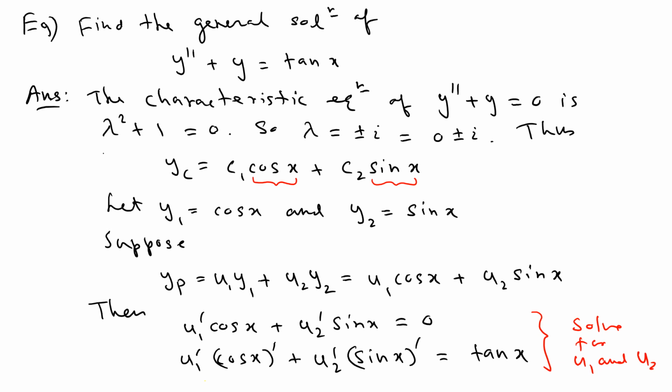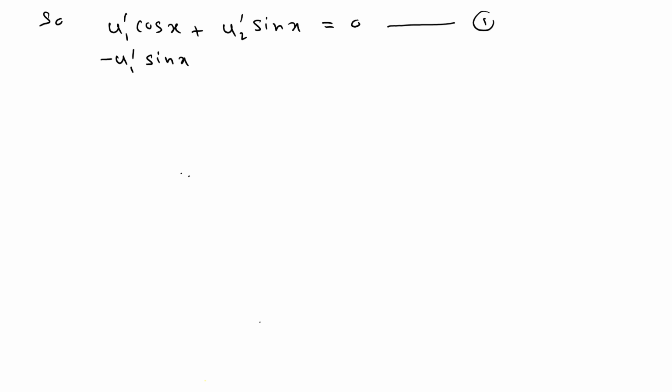So how to do that? Let's simplify this a little bit, because once you take the derivative of cosine, it becomes a negative sine, so you might see something a little easier. Once you take the derivatives, you're going to get these two equations. u1 prime cosine x plus u2 prime sine x equals 0. I'm going to call this equation number 1. And then the other is u1 prime times negative sine x plus u2 prime cosine x equals tan x. This I'm going to call equation number 2.